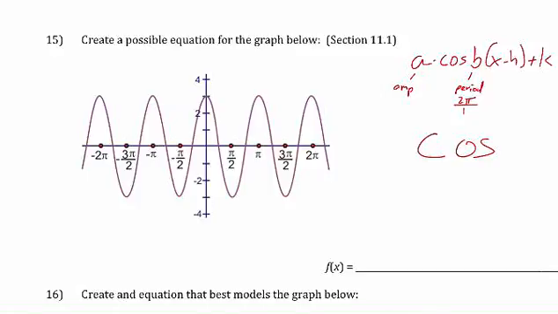Oh, sorry, thinking of a different problem. H is a phase shift, so left or right, and k is your vertical shift.